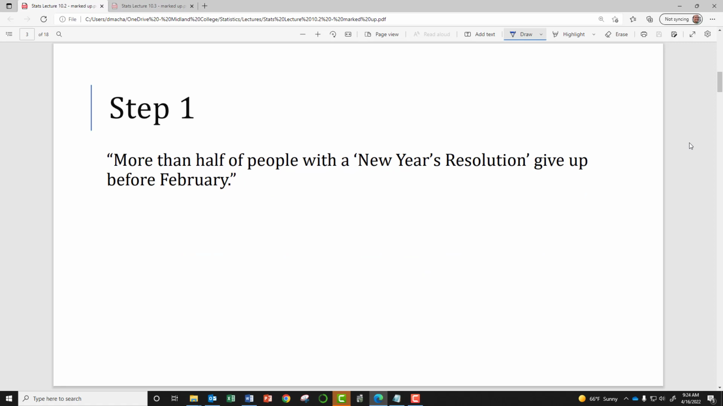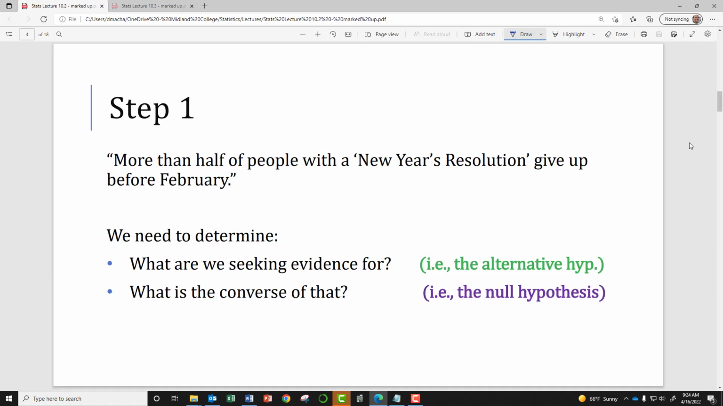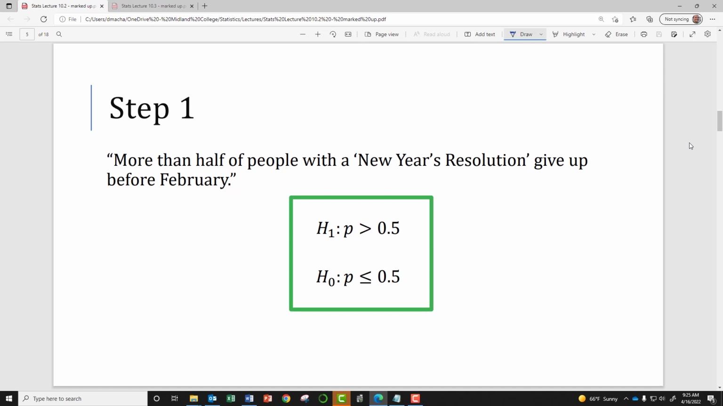So step 1, I've made a statement, or a claim, and my claim is that more than half of people with a New Year's resolution are going to give up on their resolution before February. So we need to determine, what are we seeking evidence for? That would be our alternative hypothesis. And we also need to determine, what is the converse of that? That would be our null hypothesis.